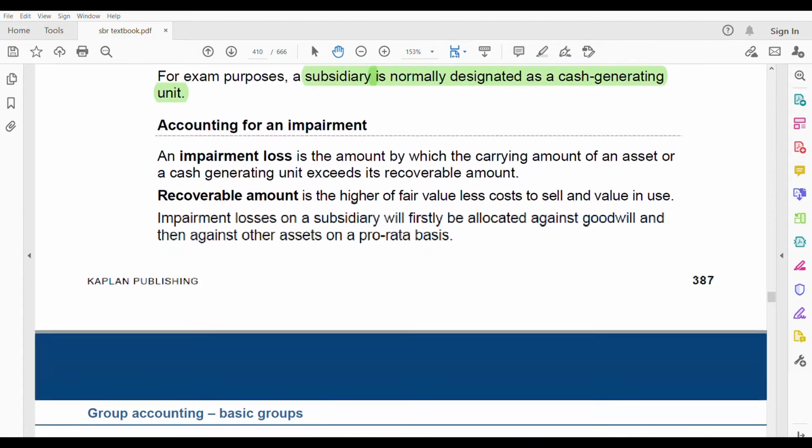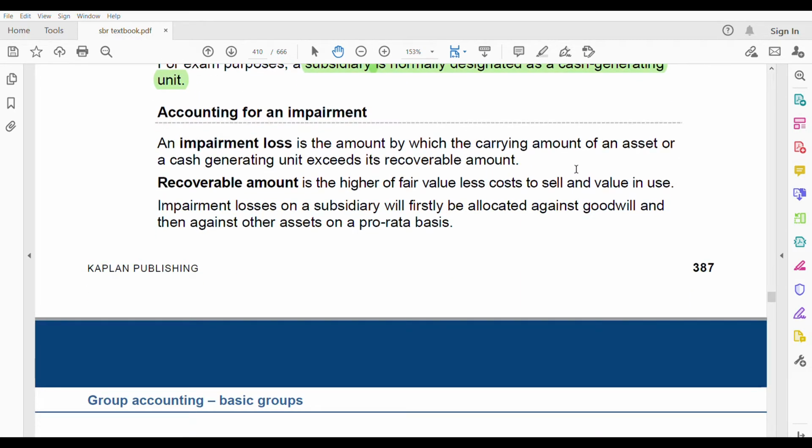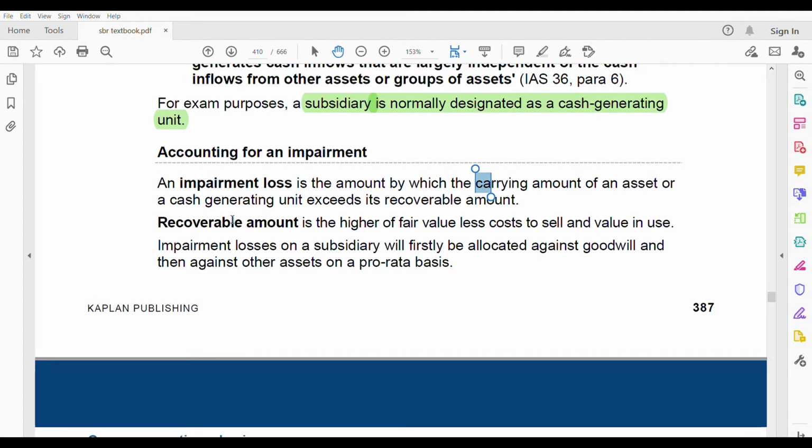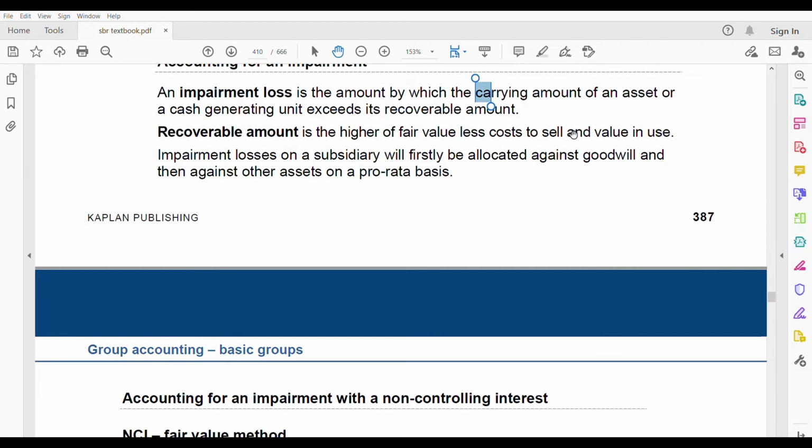So now how do we account for that impairment? Everything else remains the same. Whatever you have studied in IAS 36, that the carrying amount should be greater than the recoverable amount, here also is the same principle. Carrying amount of an asset or a cash generating unit exceeds its recoverable amount. In this case, it is a subsidiary, which includes the goodwill. The recoverable amount is also the same as IAS 36: the higher of fair value less cost to sell or value in use.